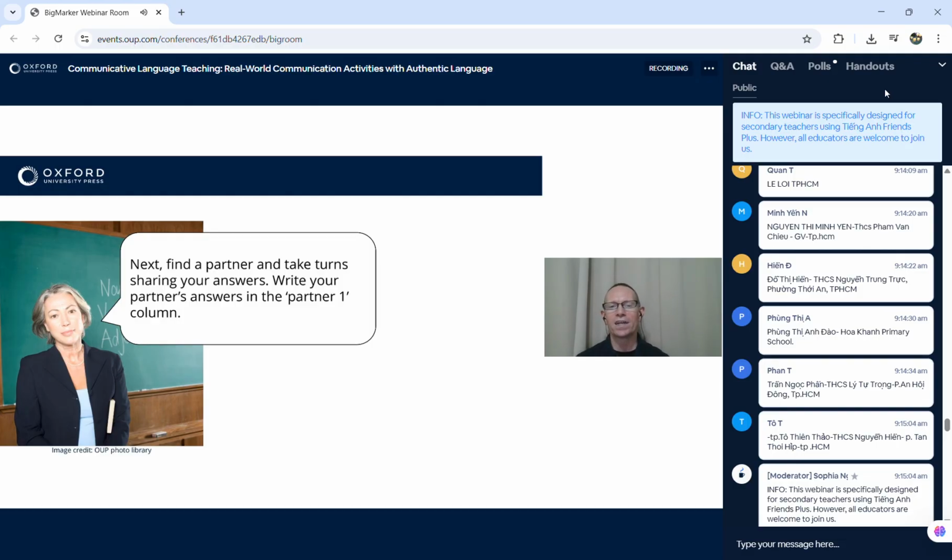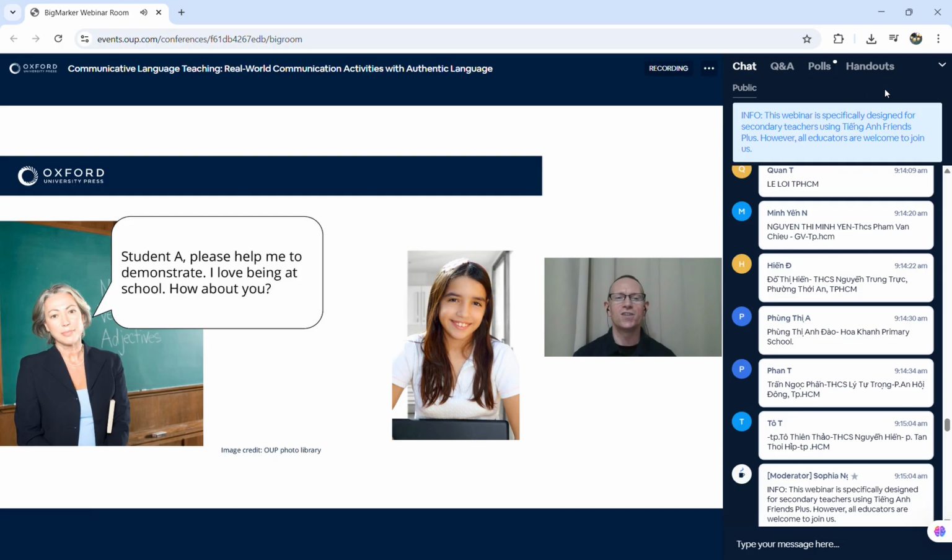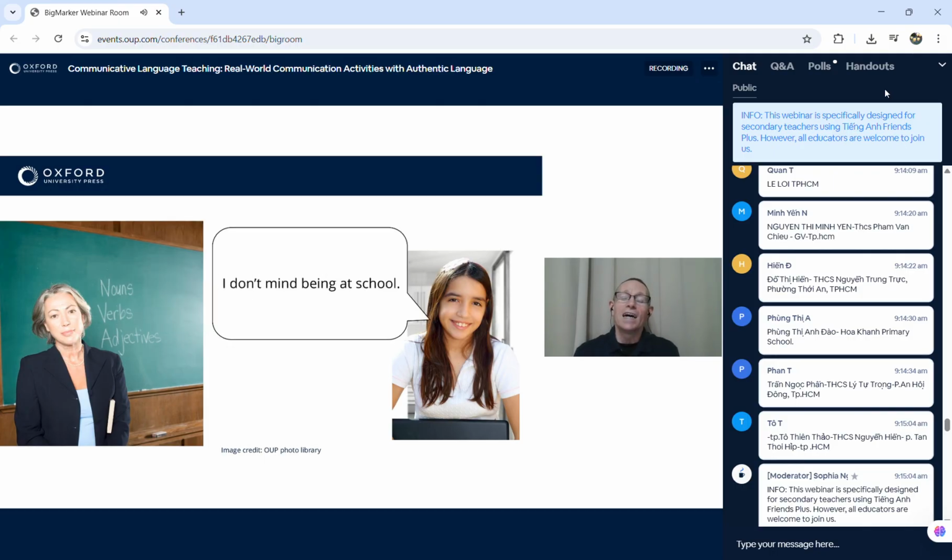Next, find a partner and take turns sharing your answers. Write your partner's answers in the Partner 1 column. In addition to giving these instructions, it's also useful to demonstrate with a strong student. So the teacher calls up student A. Please help me to demonstrate. I love being at school. How about you? The student answers, I don't mind being at school.